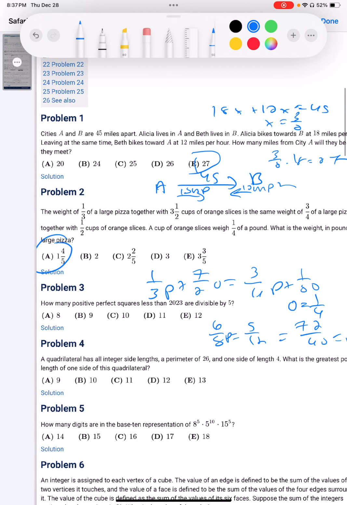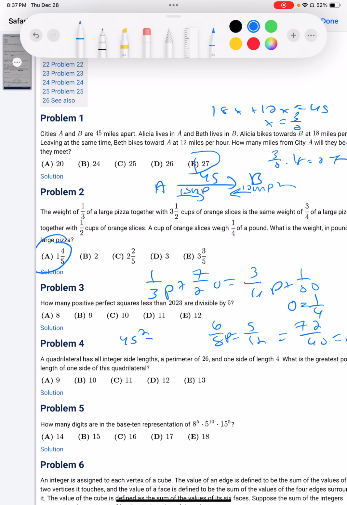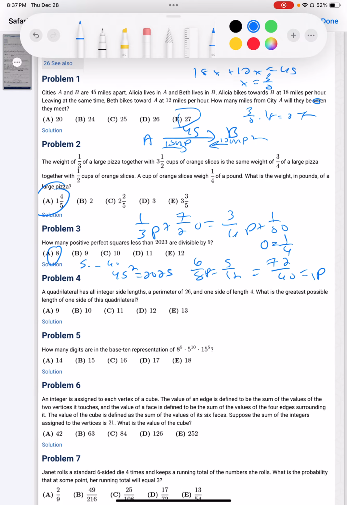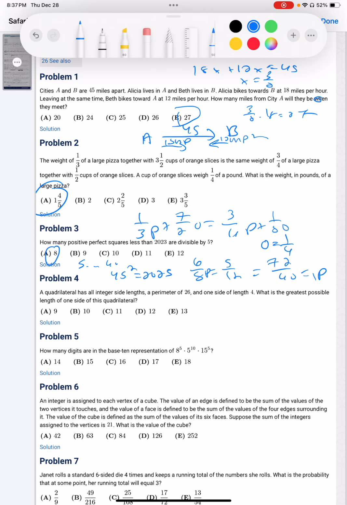Done. Let's try. We know 45 squared equals 2025, so that's less than 20. So it can be 5 to 40. Gotta be 8. Perimeter is 26, and one side length of 4 could be less than half. Can't be 11. Has to be the greater one next.